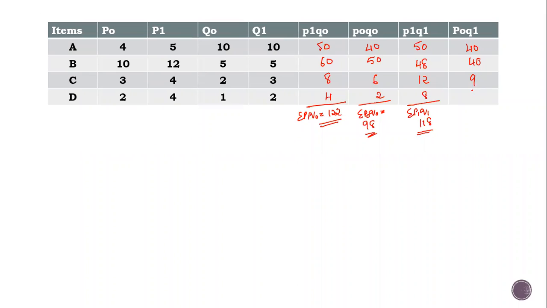P1 Q1. Here 60. Okay, 60. Sorry. Where it is 60? 12 into 5 is 60. Okay. This one is also 50. One down, here it is 4, I guess. Is it? 50. It's 50.